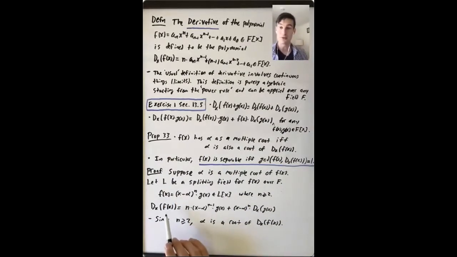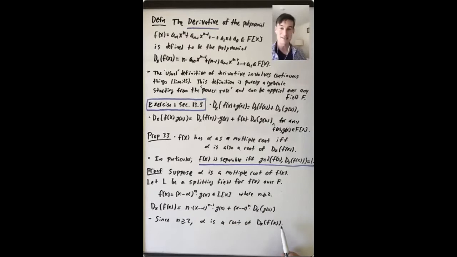Okay, so now we know the derivative of f of x can be written this way. And we just have to plug in alpha and see what we get. You put in alpha, x minus alpha to the n minus 1 when x equals alpha is 0 to the n minus 1. Since n is at least 2, that's 0. And here we have alpha minus alpha to the n, which is also 0. So as long as n is at least 2, this is 0 plus 0. So alpha is a root of the derivative as well.